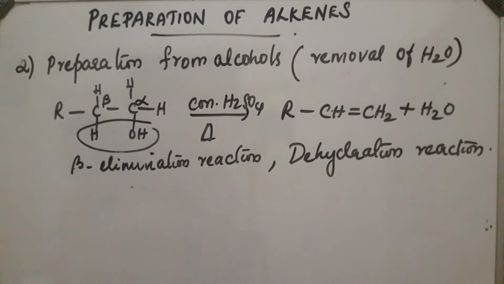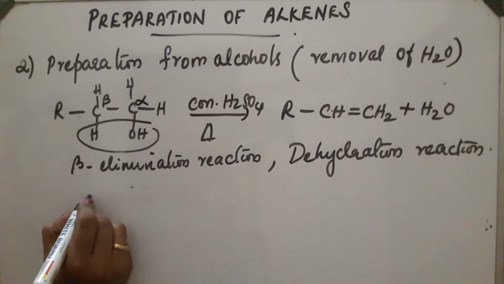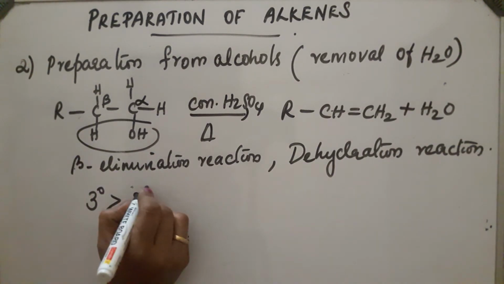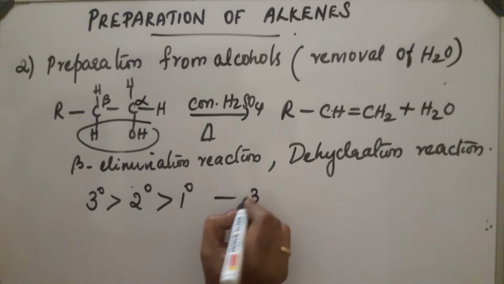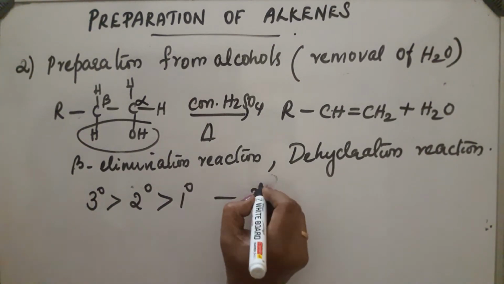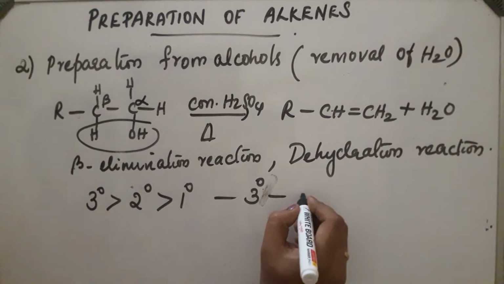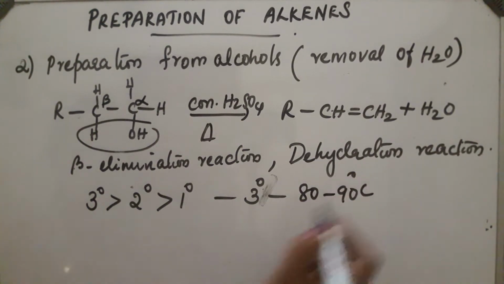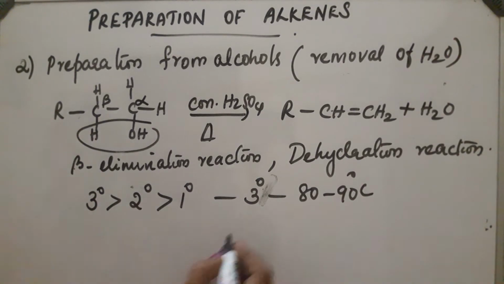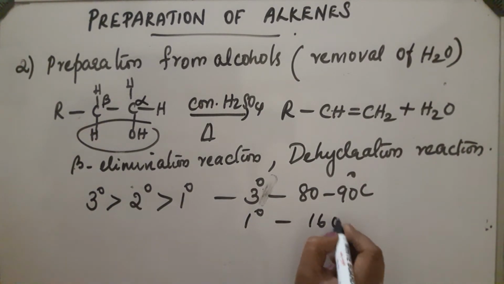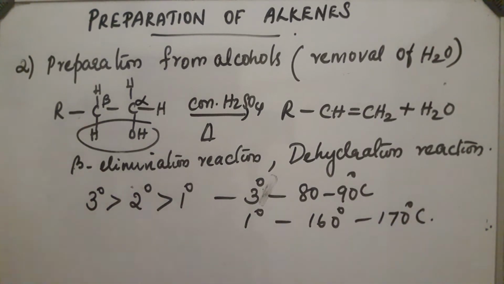The reactivity order of alcohols: tertiary is more reactive than secondary, then primary. In the case of tertiary, the reaction takes place at a very low temperature, about 80 to 90 degrees Celsius, whereas primary takes place at about 160 to 170. That is the difference. So the reactivity order is like this: in the case of tertiary, the reaction takes place very easily compared to primary, and secondary is intermediate between these two.